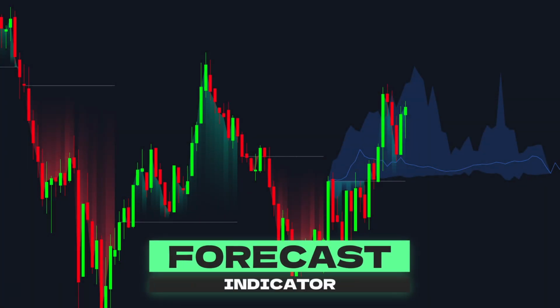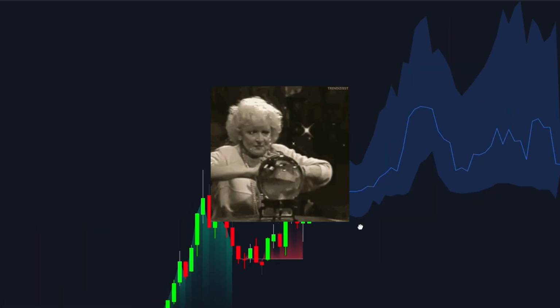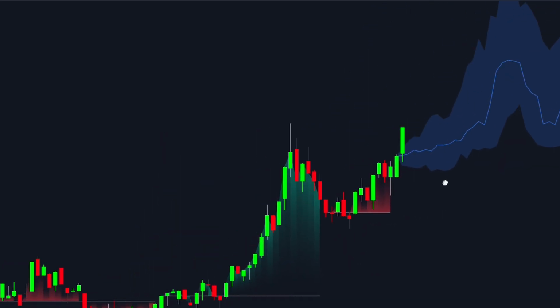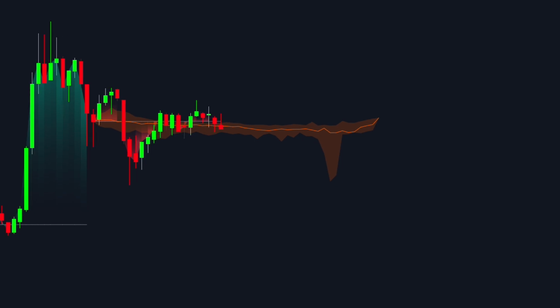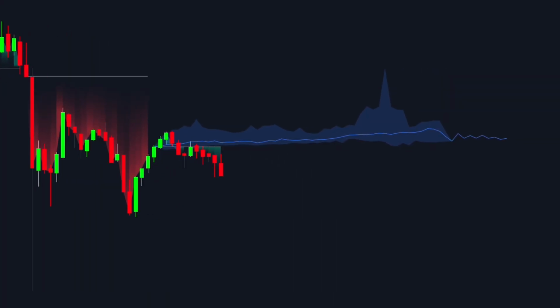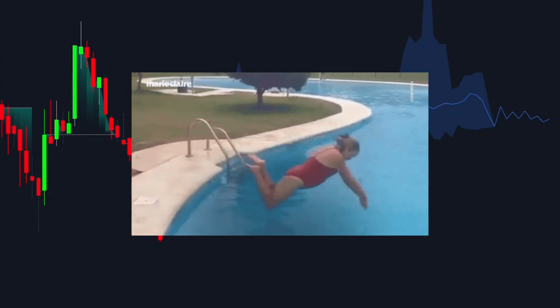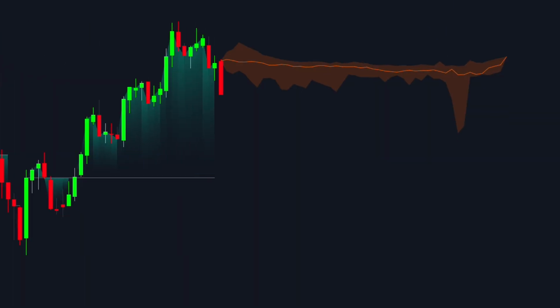This is a forecast indicator, and it's only good at one thing: pulling previous price action to predict the future, and it does it really accurately. It took us multiple days and countless hours of backtesting to realize that this tool is twice as accurate as other forecasting indicators. So today, we're going to dive into what this indicator is, how it works, and how you can use it to improve your trading.